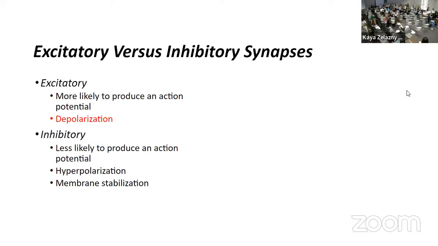The definition of excitatory is that we are more likely to produce an action potential, and this happens when we have depolarizations. Graded potentials that are depolarizations get us closer to threshold, more likely to fire off an action potential. Inhibitory is the reverse. Hyperpolarizations take us farther away from threshold. We're less likely to fire off an action potential.